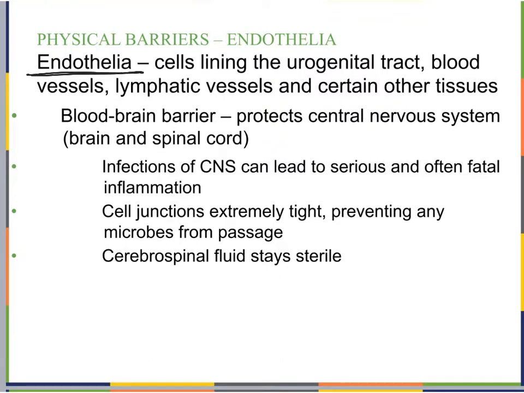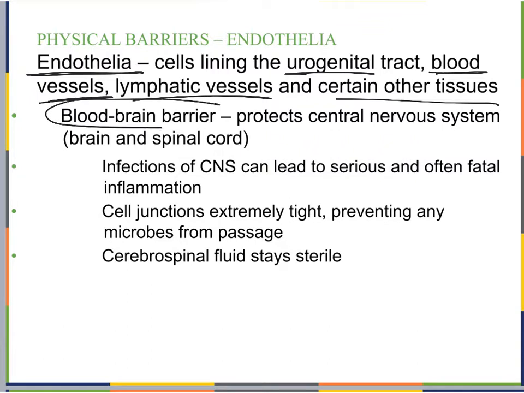So these again are the cells that are lining the urinary and genital systems or tracts. Various blood vessels, lymphatic vessels, and then some other tissues. So one important or major physical barrier, so preventing pathogens from getting in the body, is our blood-brain barrier. So this is protecting our central nervous system, which is our brain and our spinal cord. And that's because infections that are in the central nervous system can lead to serious and oftentimes fatal inflammation.